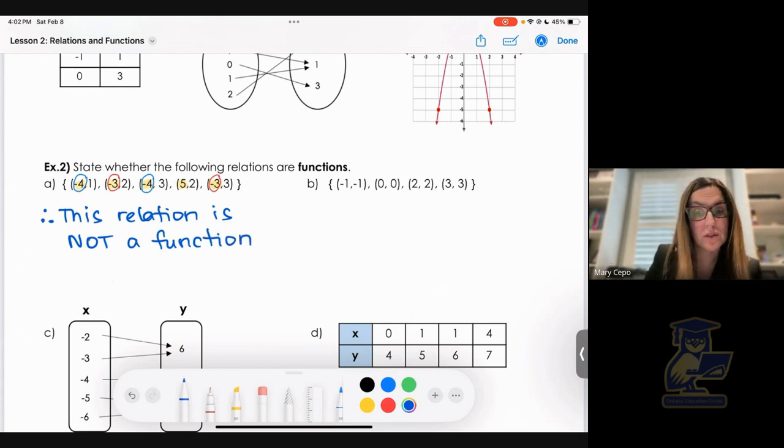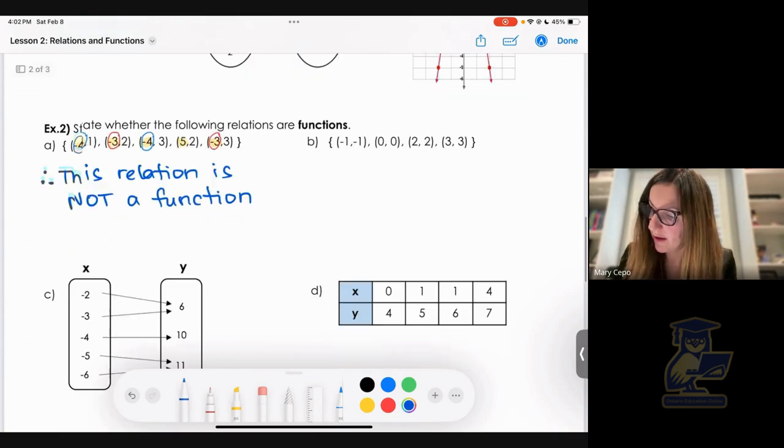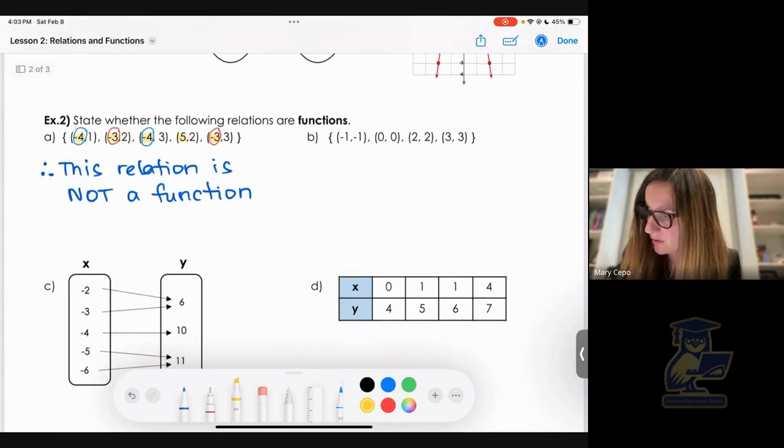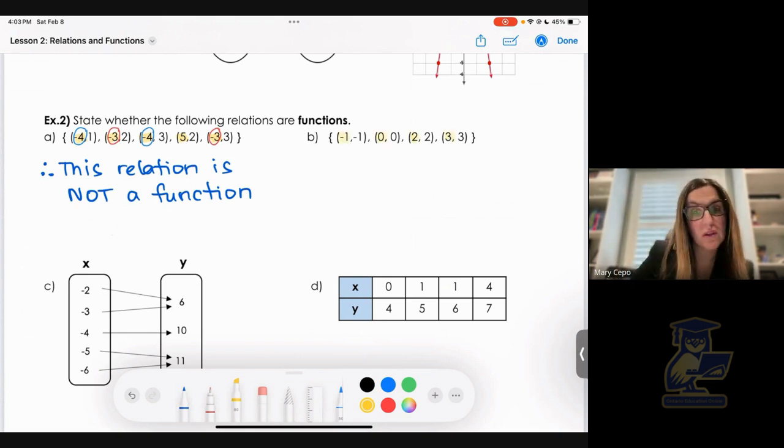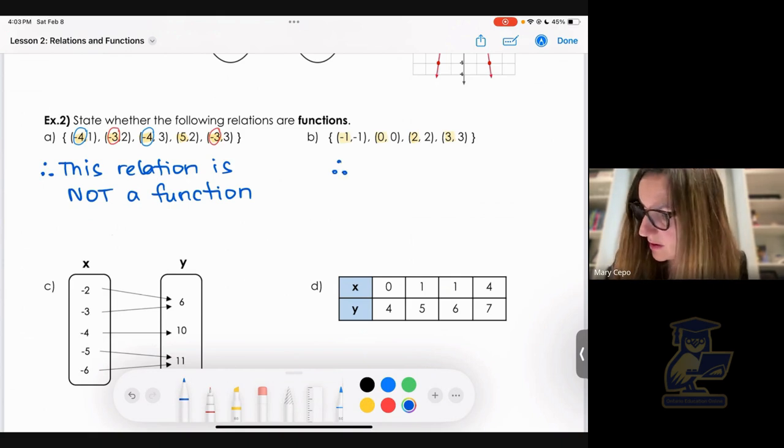Okay, as we learned, a relation is a function if for each value of x, there's only one distinct value for y. I am moving over to b. Again, observe. Do we have any repeats for x? So I like to highlight them and then circle whether I see any. So unique value for x, unique value for y. So therefore, we can say this relation is a function.